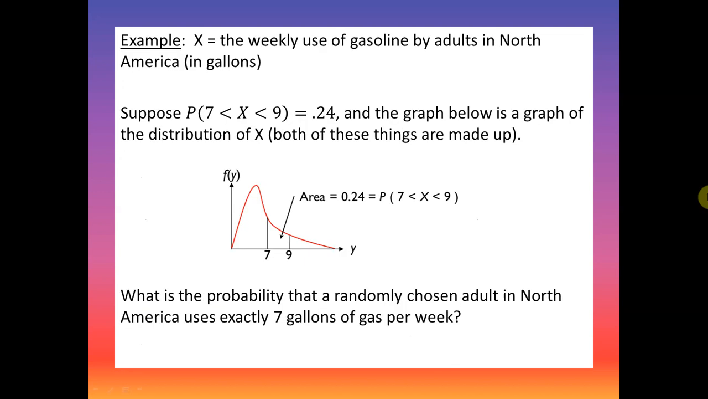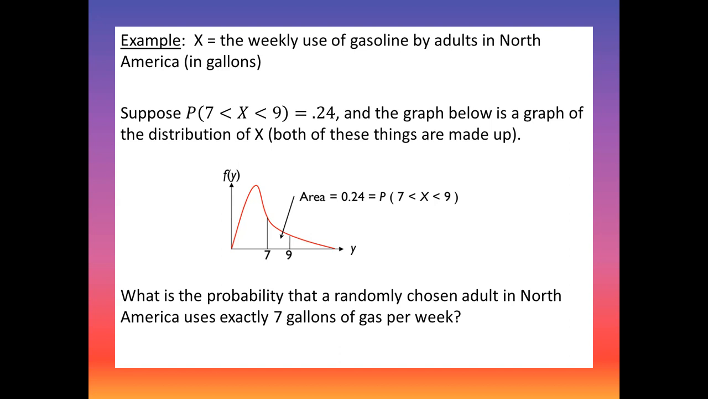Everything on this slide is made up, but I needed a prop to work with. So if X is the weekly use of gasoline by adults in North America, and the probability that X is strictly between 7 and 9 is 0.24, then if you look at the picture, the way the probability is being determined is the area under the curve between 7 and 9.